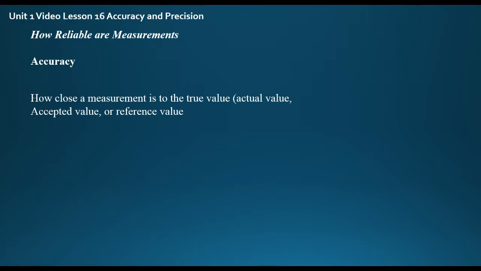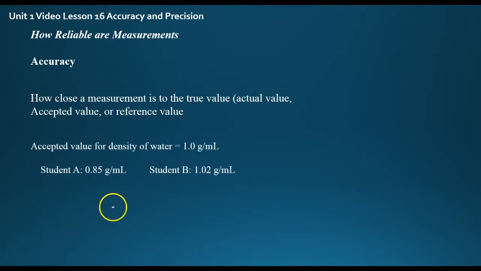So let's take a look at this. The accepted value for the density of water is 1.0 grams per milliliter. Student A measures the density as 0.85 grams per milliliter and student B 1.02. So of the two students, which one is more accurate? If you predicted student B, that would be the correct answer because 1.02 is much closer, actually 2% different from 1.0 than 0.85, which is 15% different. So student B has much more accurate results.